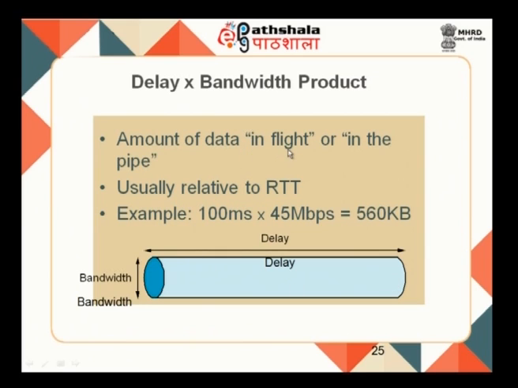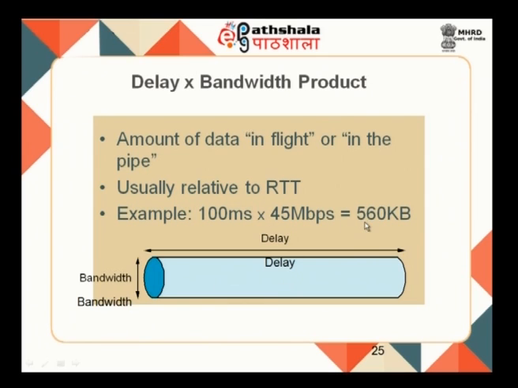Data in flight, how do I calculate that? I calculate that as the product of the bandwidth, how much data I am sending per second, into the time that it takes for the data to reach from one end to the other. So, we talk about something called the delay bandwidth product. If I take a delay of 100 milliseconds and the bandwidth is 45 megabits per second, it will be about 560 kilobytes. So, 560 kilobytes of data will be the data that is in transit or in flight.